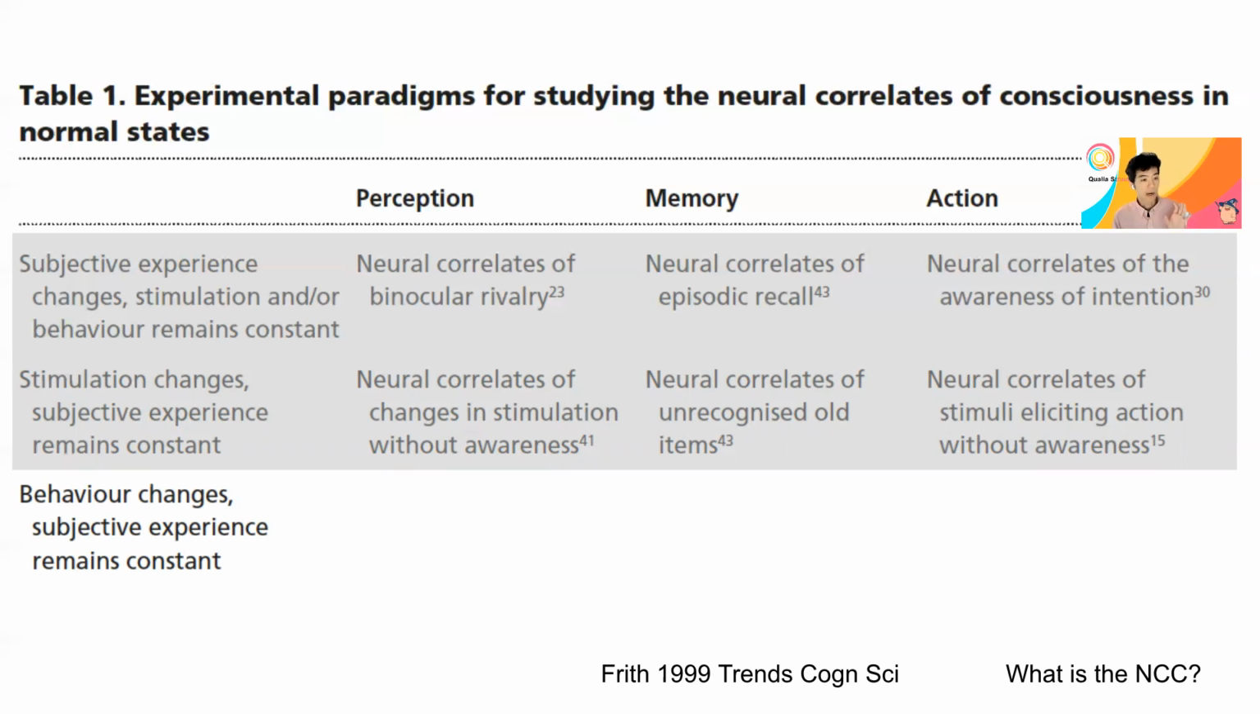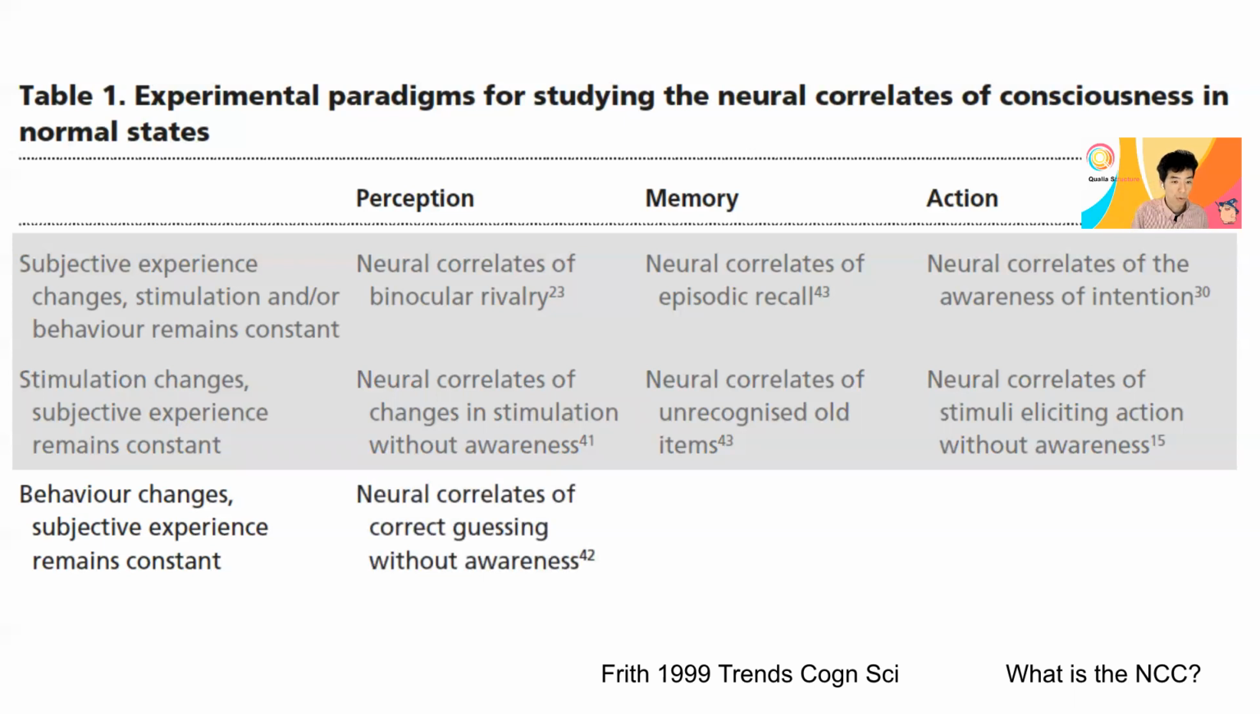All right, then the last one: behavior changes, and then subjective experience remains constant. So here, the output side remains the same. So for example, correct guessing without awareness, that's basically a similar kind of idea as above, so I'll skip.